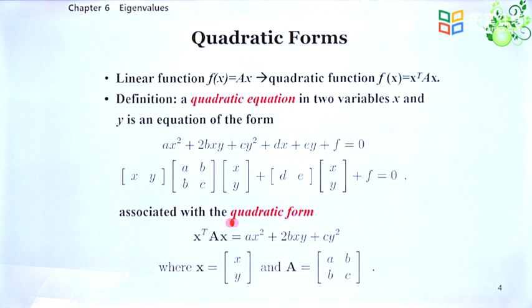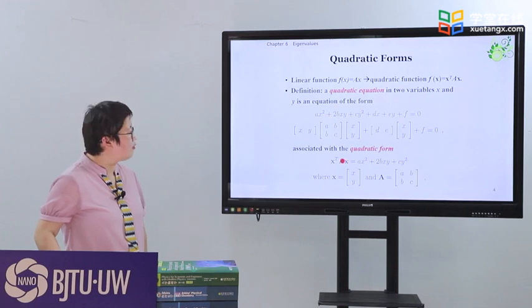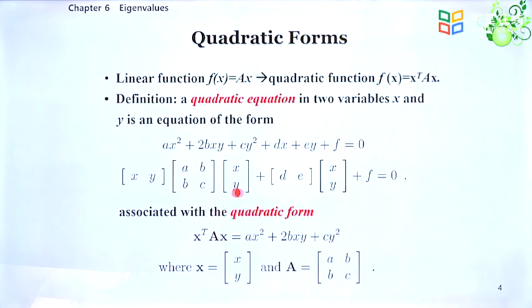This is associated with the quadratic form x transpose A x. If you only consider the quadratic terms, it's ax power 2 plus 2bxy plus cy power 2. You can write it with the vector x and the matrix A here.